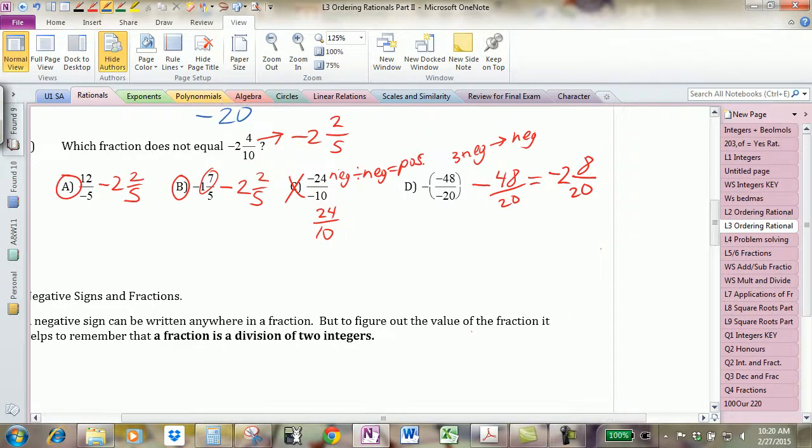What can I divide by? 4. You guys are brilliantly smart. Negative 2 and 2 over 5. So D is also a correct answer.